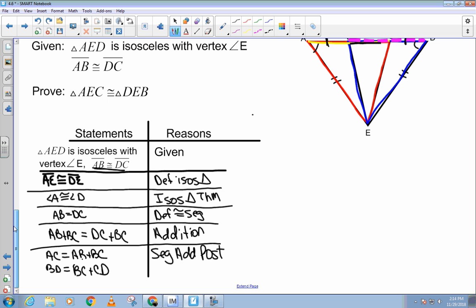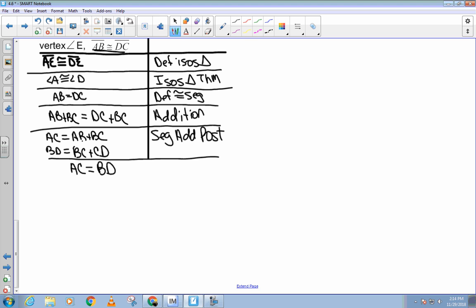Okay, so we're almost there. Now, we're going to use substitution, right? Here we've got AB plus BC, and here it says AB plus BC equals AC. So can I replace this with AC? Yes. So I'm going to replace this with AC, and I'm going to replace this with what it's equal to, which is BD, right? And that's called what? Substitution. Okay, so I've got that whole big piece, but I need to change it to congruence. So AC congruent to BD, which is definition of congruent segments.